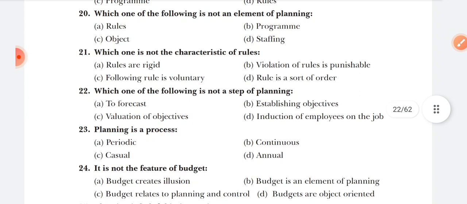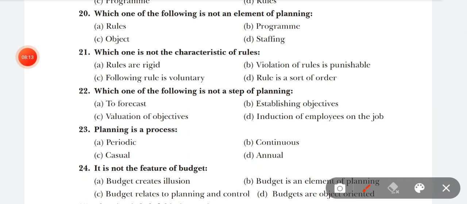Question 24. Which is not the feature of budget? Option A, budget creates illusion. Option B, budget is an element of planning. Option C, budget relates to planning and control. Or option D, budgets are objective oriented. And the correct option is option A, budget creates illusion.